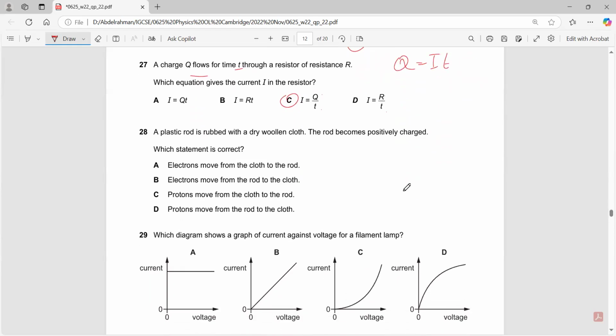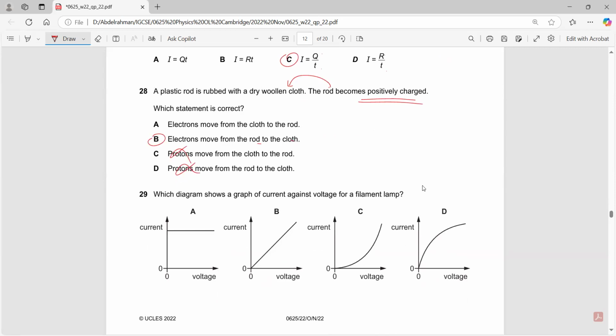A plastic rod is rubbed with a dry woolen cloth. The rod becomes positively charged. So electrons move from the rod to the cloth. Positively charged from the rod to the cloth. Definitely no protons are moving.